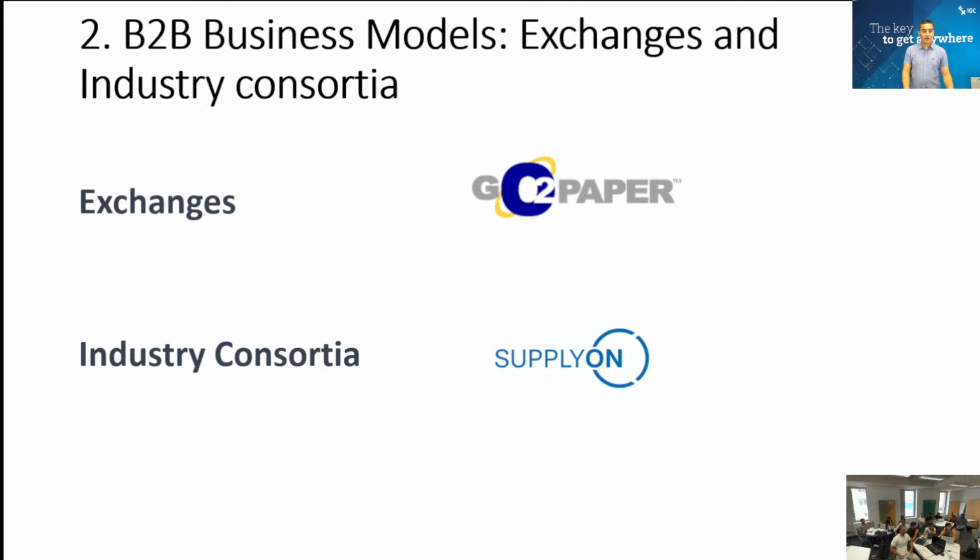For the industrial consortia, you have the case of SupplyOn, a shared supply chain collaboration platform for manufacturing companies, their suppliers, and their logistics service providers. So this is a kind of connector among different types of companies in various industries.